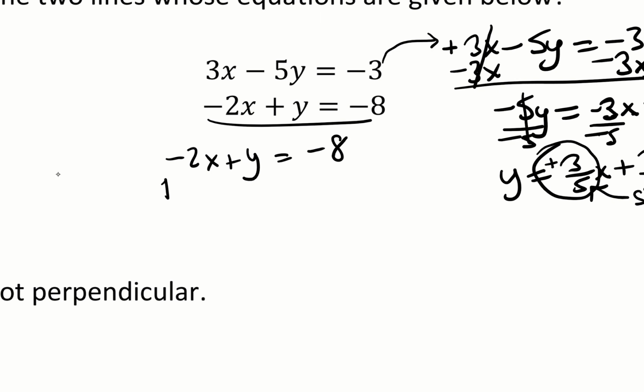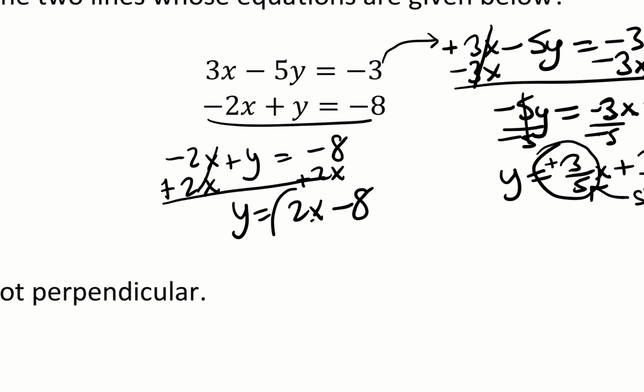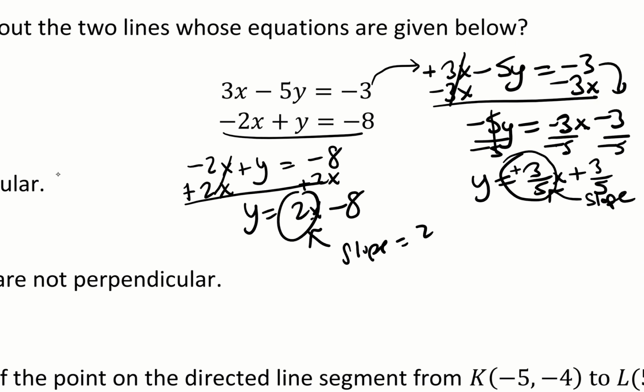So to solve for y, add the 2x to both sides. So y equals 2x minus 8. So here the slope is 2. So they're not parallel because the slopes are not the same.